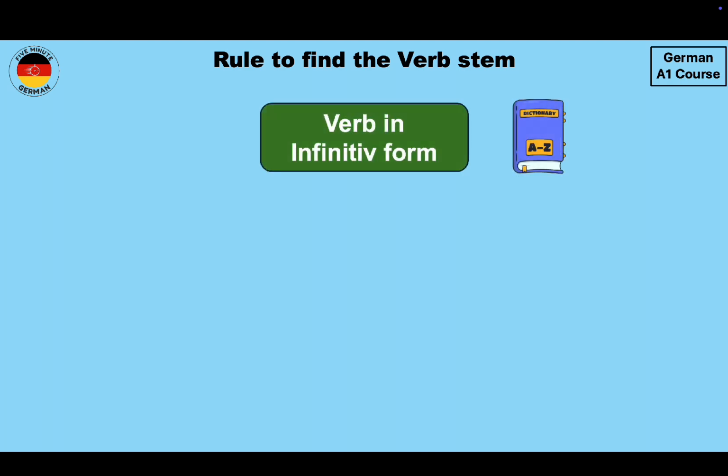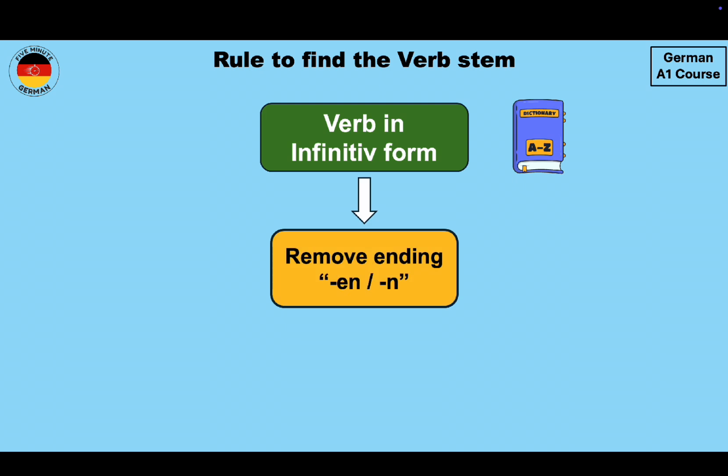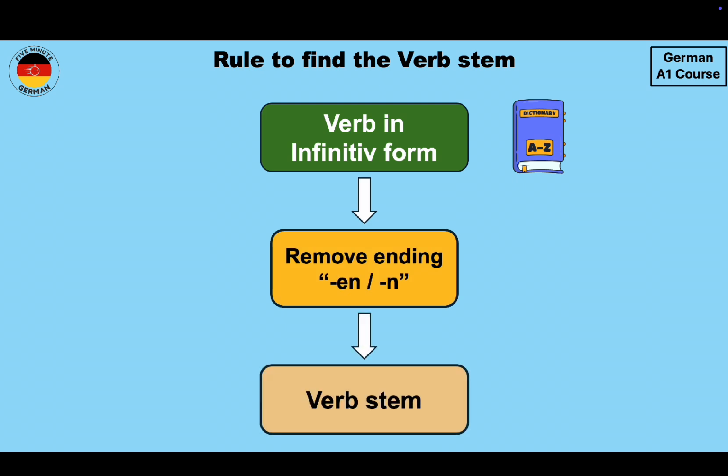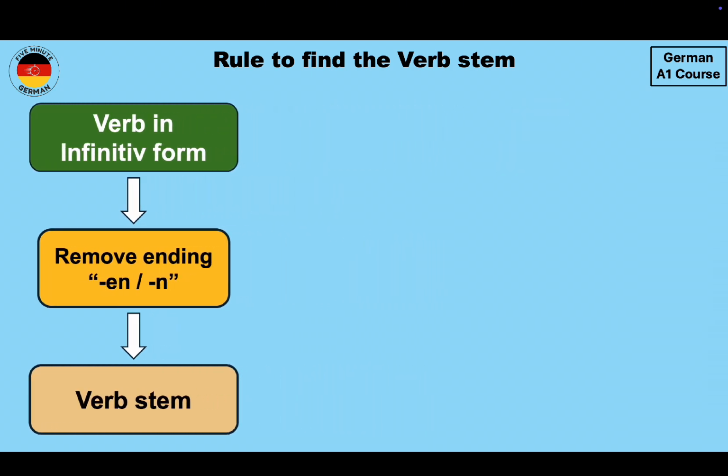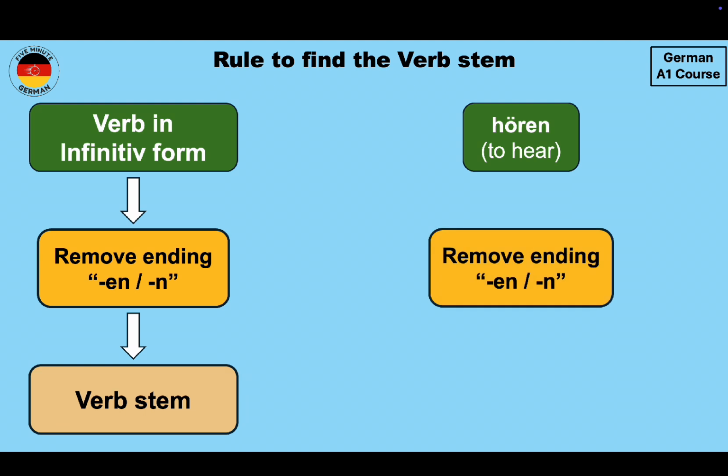In order to find the verb stem, you need the verb in infinitive form. Then you will remove the ending en or n from the verb, and you will be left with the verb stem. Let's take an example of the verb hören, which means to hear. Now we have to remove the ending en or n. In this case, it will be en. And when I do this, I get hör, which is the verb stem.